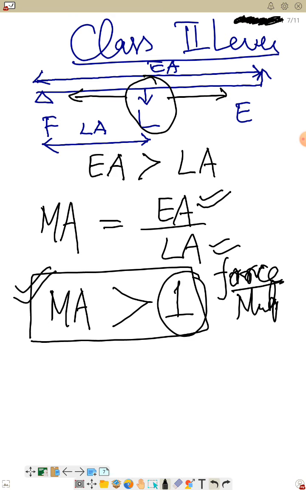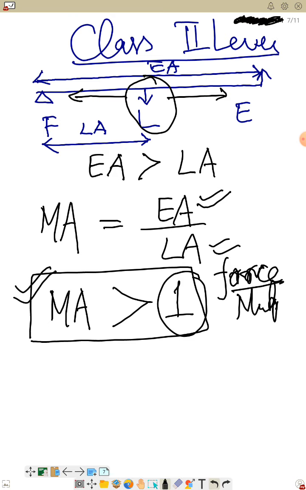Examples can be a nutcracker, as I explained to you in the last class or last video, isn't it? And a wheelbarrow. You know what is a wheelbarrow? You can follow the picture in your book. And a bottle opener, or a bar which is used to lift the load. These are all examples of class 2 levers.